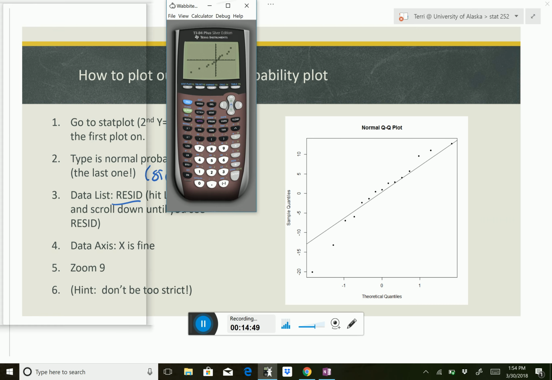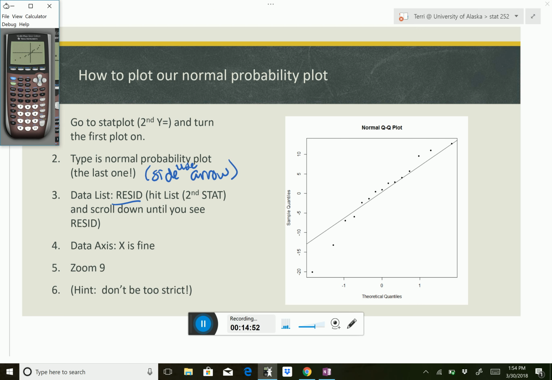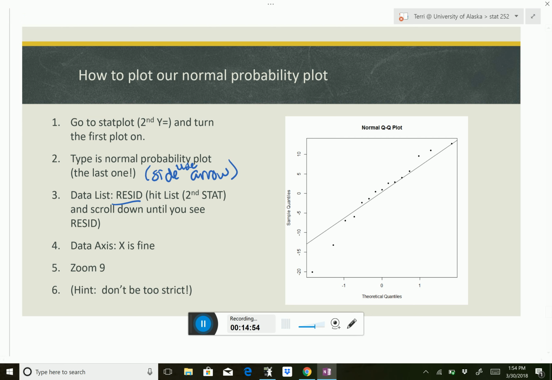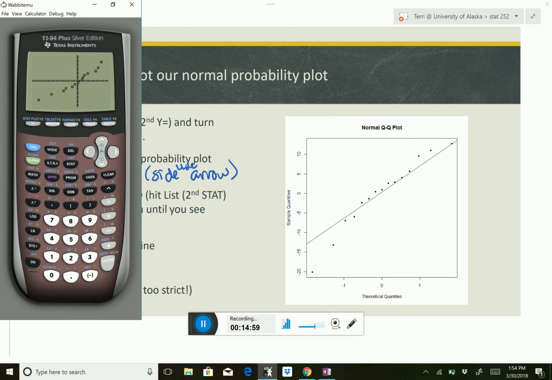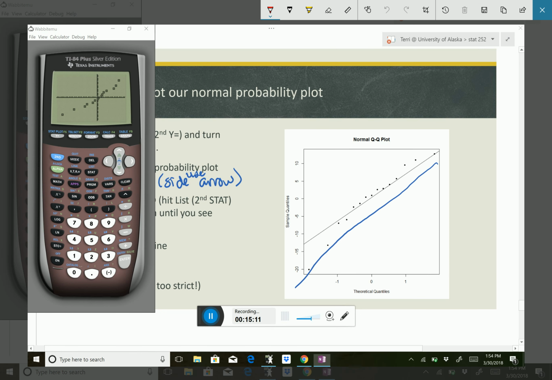All right, so let's look at this and compare it to the one we did. It says, hint, don't be too strict. Looking at it, it's funny because it looks very different on the calculator versus the program that I used. It almost tends to go off here, but what I like to do is draw this line. And look at that. That doesn't really go off the line too much. This does a little bit.